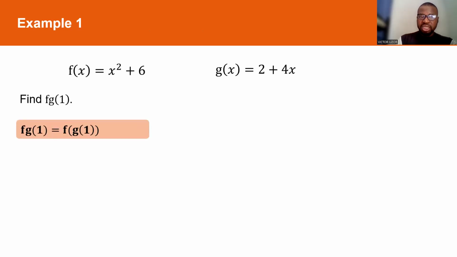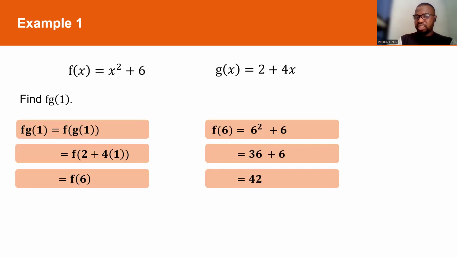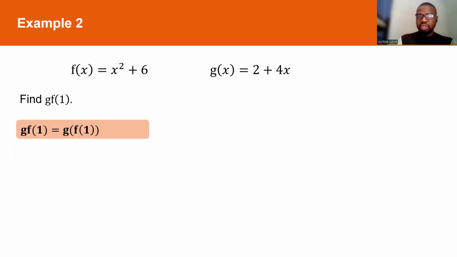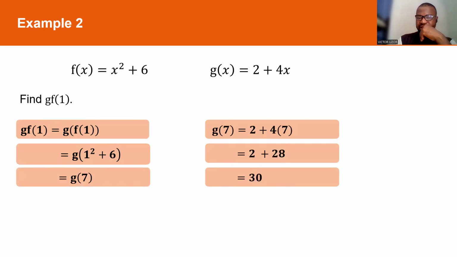The same thing happens here. fg of 1: you put 1 in g, and the answer you get, you put it in f. Just like what you are seeing here now. So the same thing is applicable. You can pause your video, solve it, then check whether the answer you get is the same.